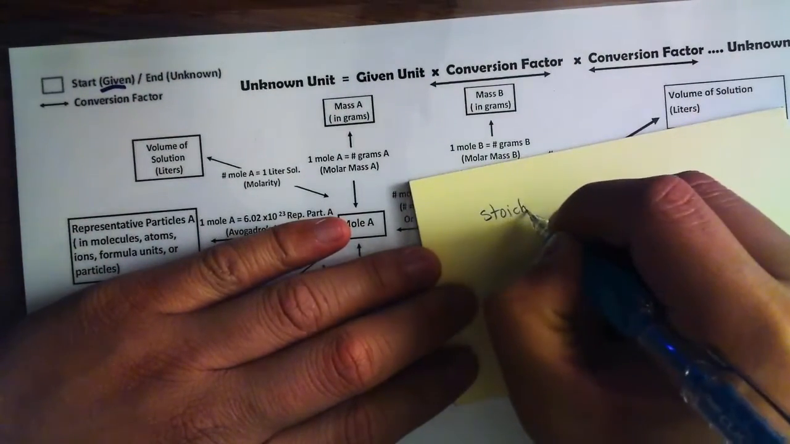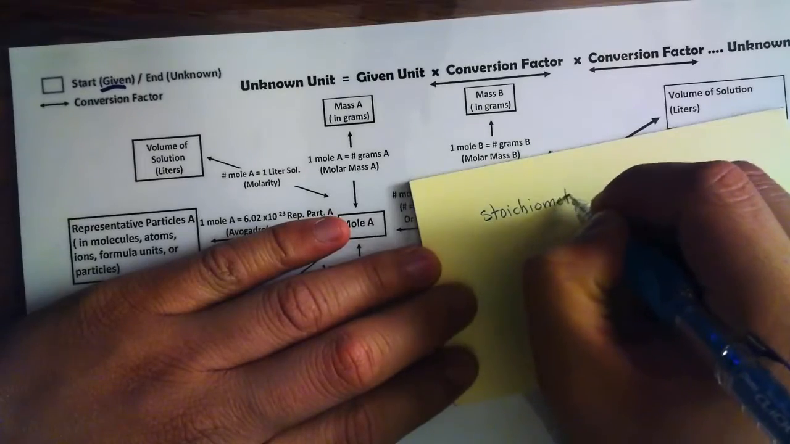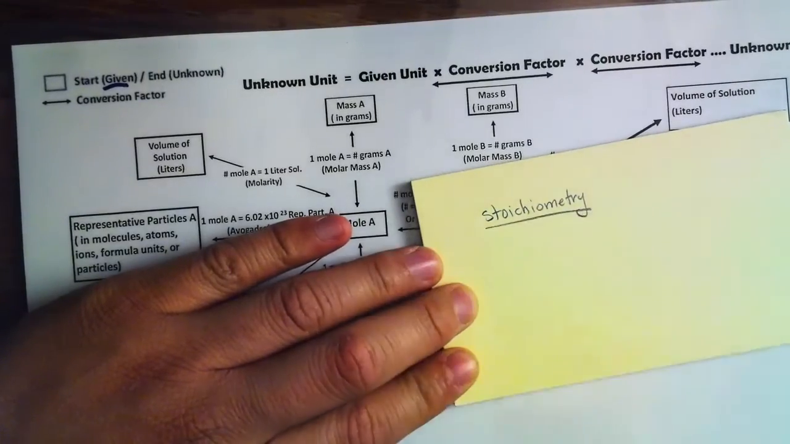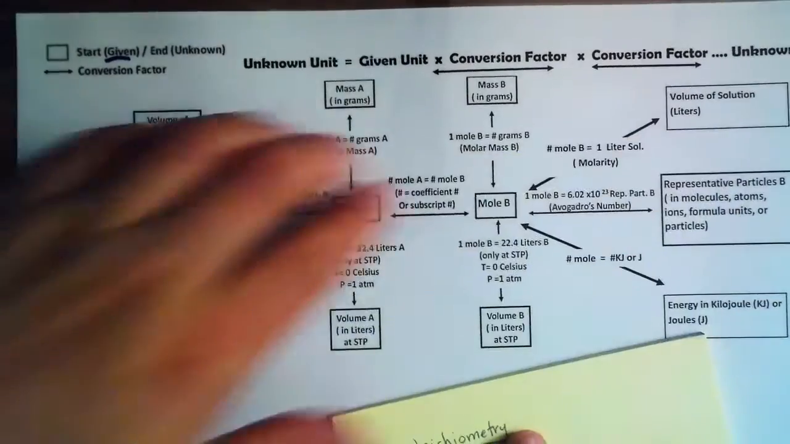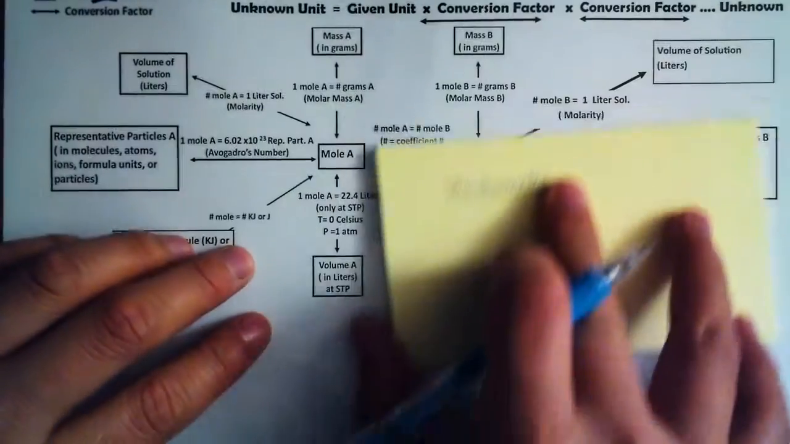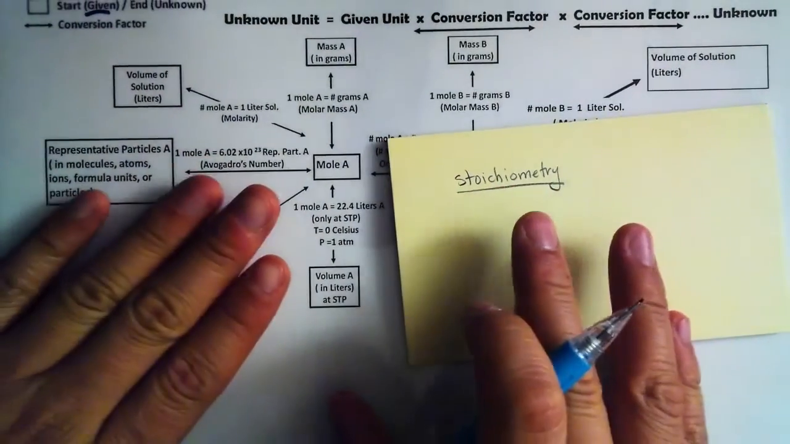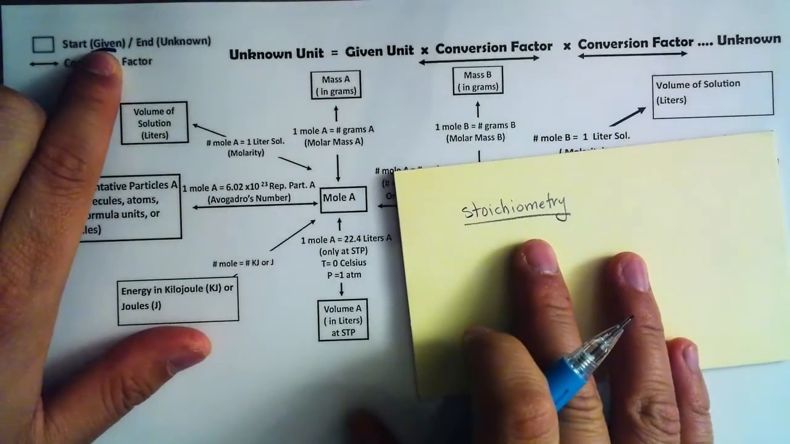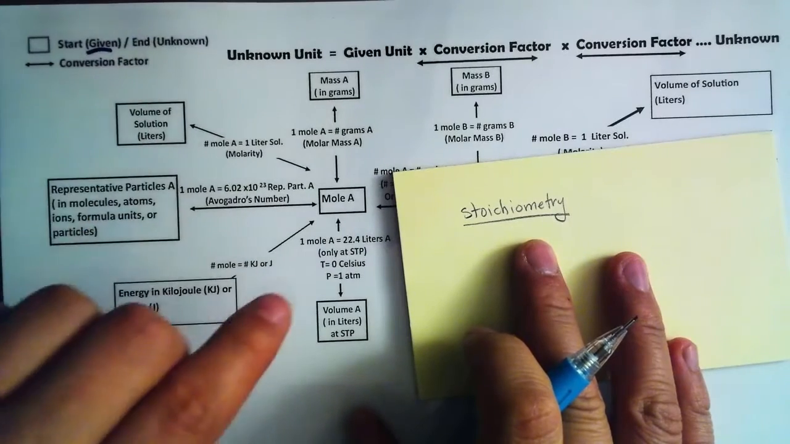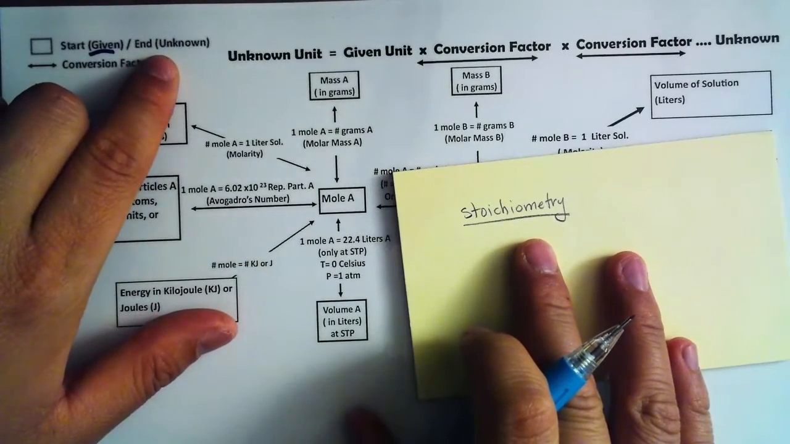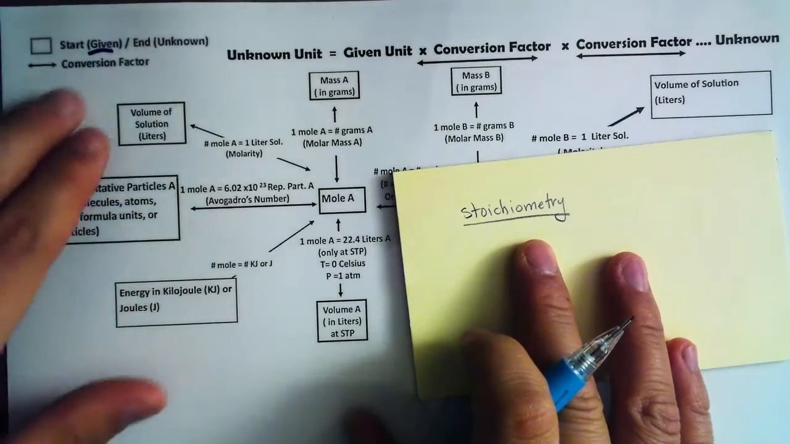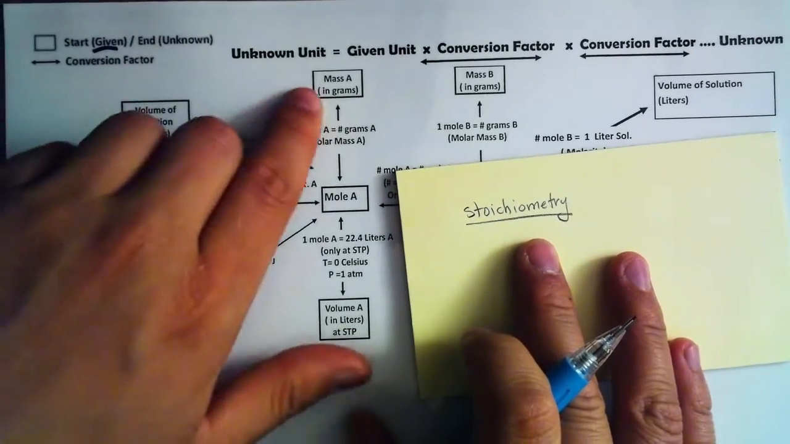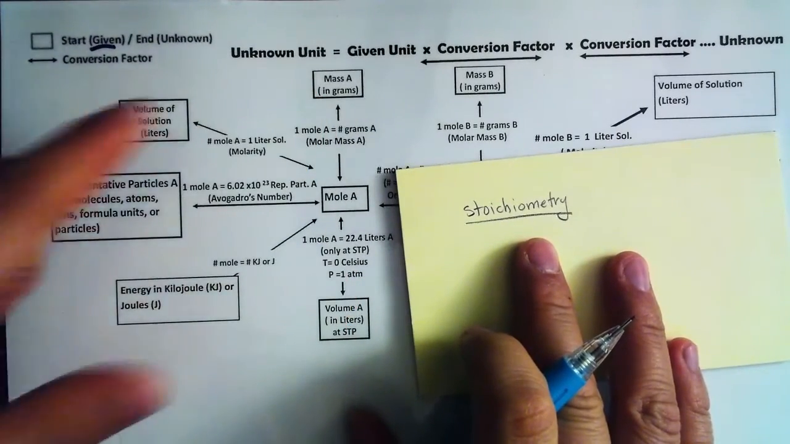That's the word right there, stoichiometry flowchart. This is a stoichiometry flowchart, and we can use it with our given, where we start, and the unknown, where we're going to end, so that we take our given times the arrows to get to our unknown.